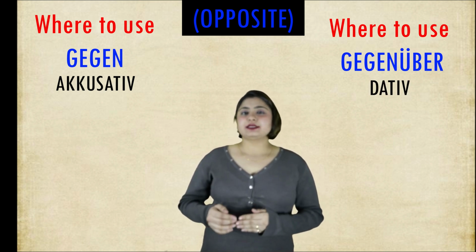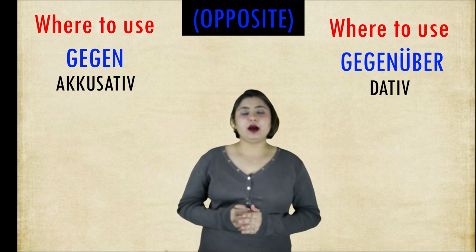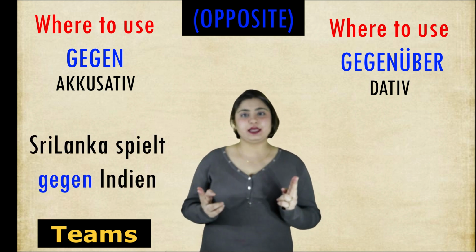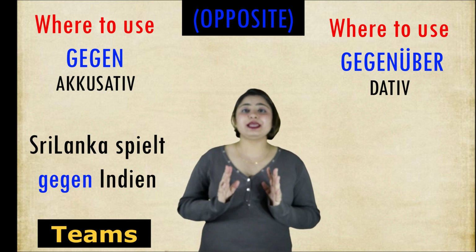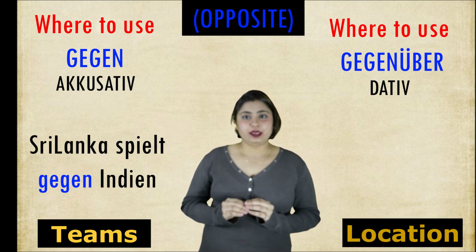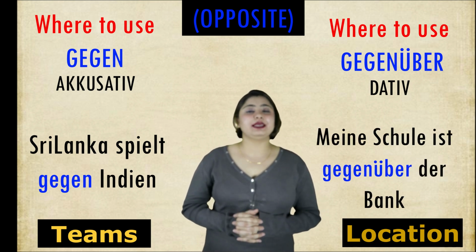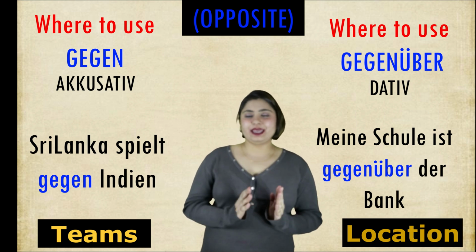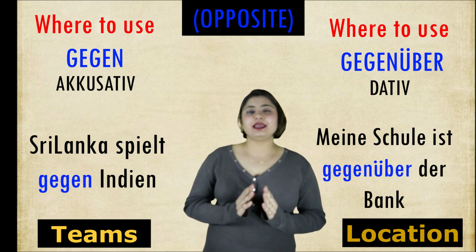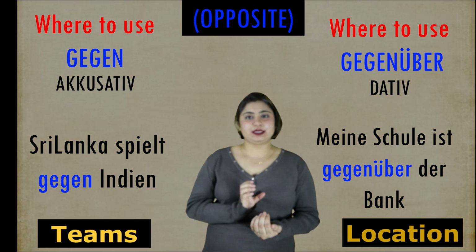While we talk about meanings, gegen has the meaning opposite when we are talking about two teams, that Sri Lanka is playing opposite India. So in that context, it would be gegen and not gegenüber. When we talk about a location, that my school is opposite the bank, in that case, it would be gegenüber. So gegen is used in the context of teams, that this team is playing opposite this team, and gegenüber is in the context of location, that this place is opposite this place.